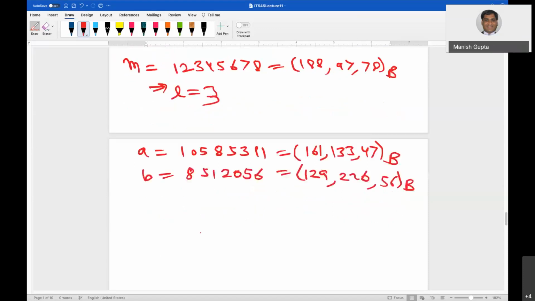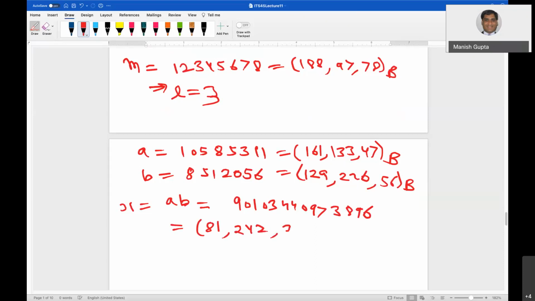So suppose A and B are multiplied. So we get X is equal to A into B as 901034409738996. Of course, by doing it by hand it will take a lot of time, but with PariGP you can compute these things easily. 81, 242, 215, 151, 160, 72. Base B. Base B is 256.